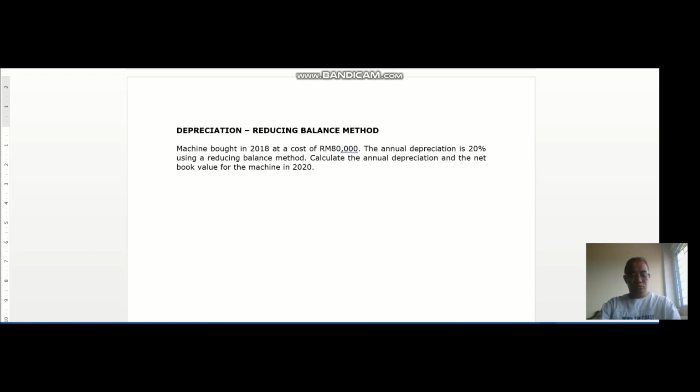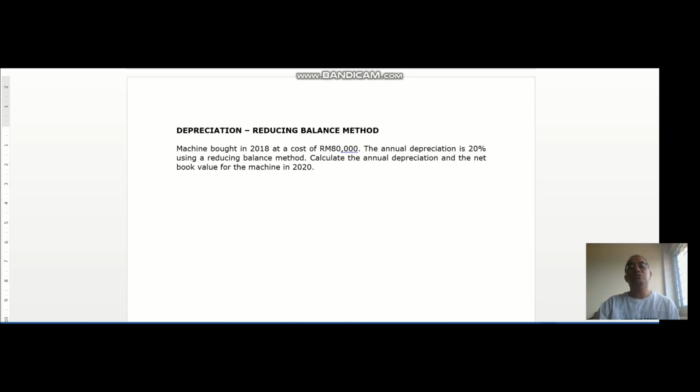Alright, move on to the depreciation. There's now the reducing balance method. I'm using the same old question like what we did for the straight line method. Now we are using the same question for the reducing balance method. This is because I want you to look at the similarities and also the differences between the two methods.